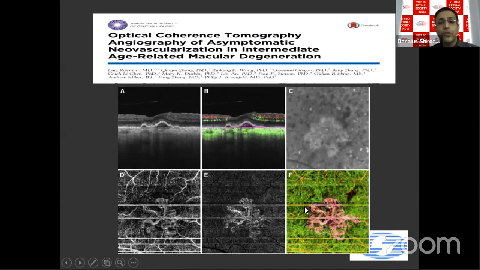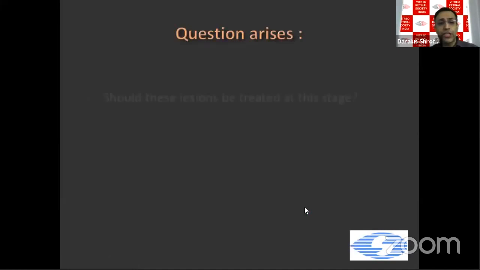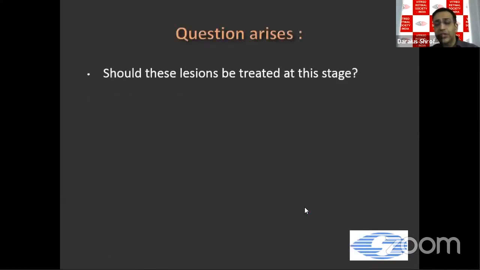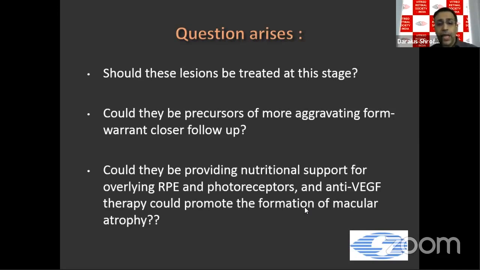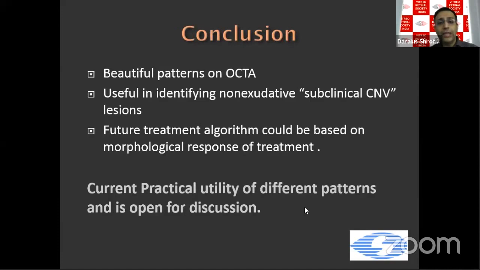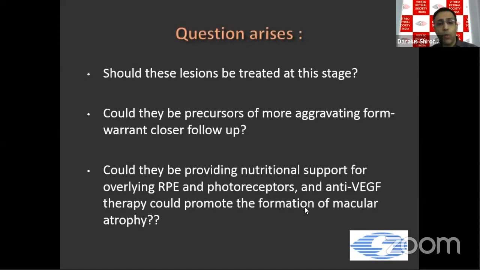So when we see such studies, some questions arise: should these lesions be treated at all? Should we treat such lesions? They could, of course, be precursors of a more aggravating form, and of course warrant closer follow-up. And another thing is, could they be providing nutritional support for the underlying RPE and photoreceptors? And are they in fact preventing macular atrophy? So this is another take on this thing. I think there's no answer to this yet. We have to study it more.